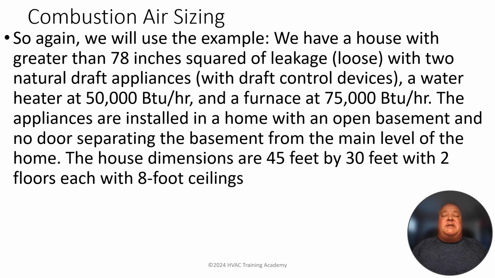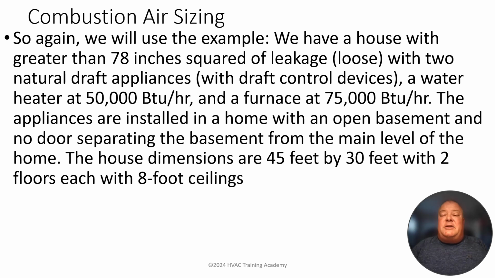So again, we're going to use the example. We have a house with greater than 78 inches squared of leakage, meaning it's loose. Two natural draft appliances, and we're going to stick with the water heater at 50,000 and the furnace at 75,000. The appliances are going to be installed in a home with an open basement, no doors separating the basement from the main level of the home. The dimensions are 45 by 30 feet with 2 floors each of 8-foot ceilings.